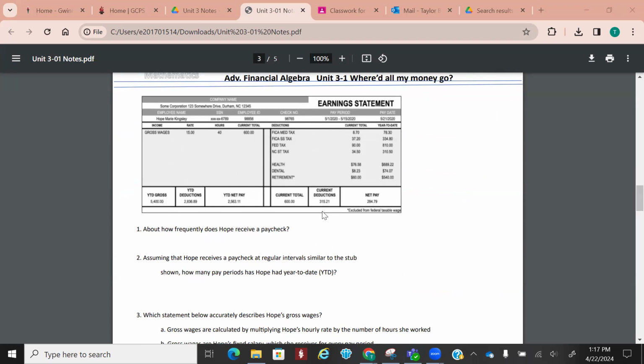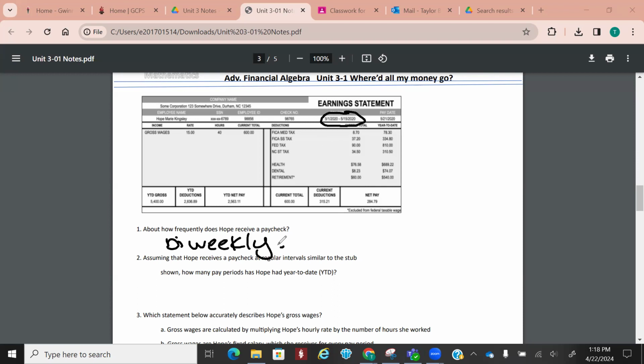Oh, about how frequently does Hope receive a paycheck? So we're going to start talking about actually reading this out. Okay, so about how frequently does Hope receive a paycheck? You can see that right here, where it says May 1st to May 15th. That's about 2 weeks. So she's going to receive a check every 2 weeks, which is bi-weekly.